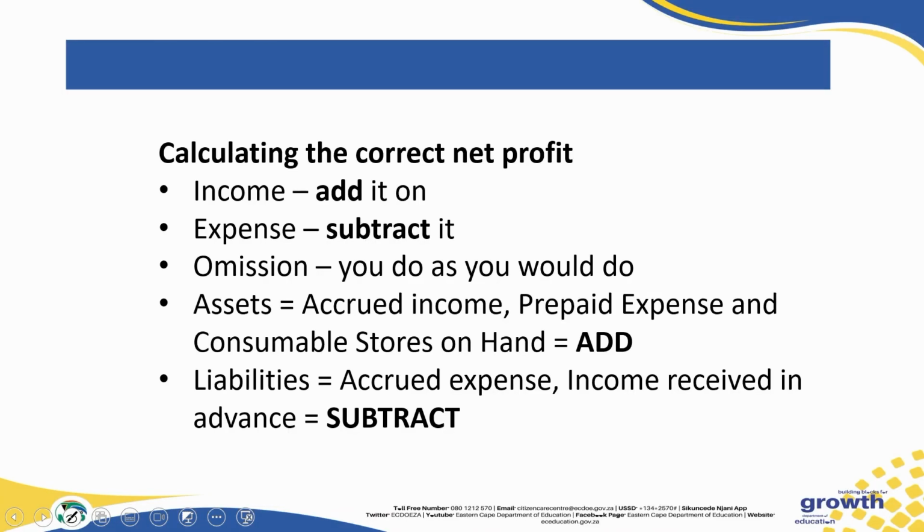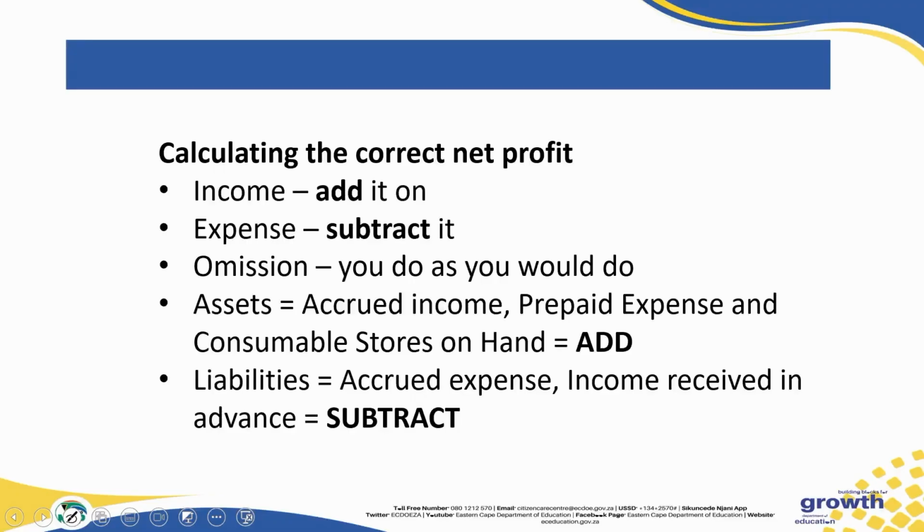Now, the trick here is to remember these two things. When it's an asset, meaning that if we're looking at an accrued income, a prepaid expense, and consumable stores on hand, those three are assets, and you must add whatever you've worked out for the assets. And then if it's a liability, this means accrued expense and income received in advance, this must be subtracted because it's a liability. So the easiest way to remember this is our assets start with an A, you must add, and then our liabilities, the L, you must make it less. So you must subtract the liabilities.